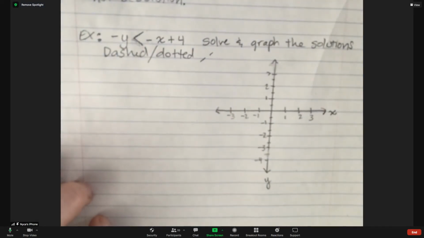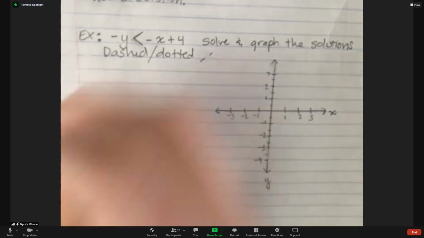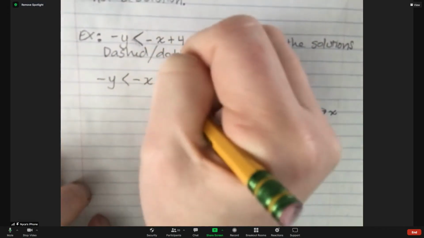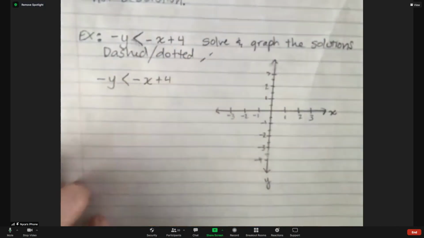What does that mean? That means the solutions cannot be on this line. All right, but now I need to know if I need to shade above or below. So I need to finish solving this. Since it has negative y out in the front, what that technically means is negative 1.